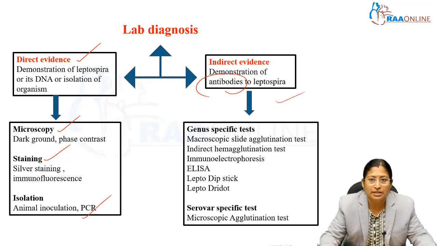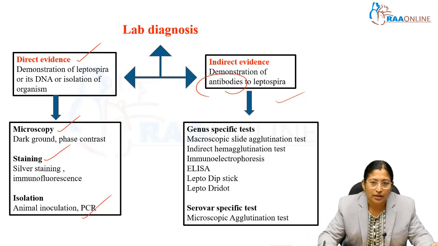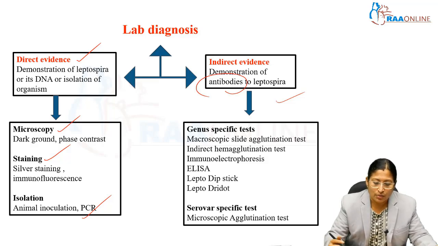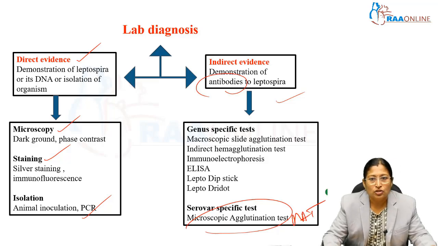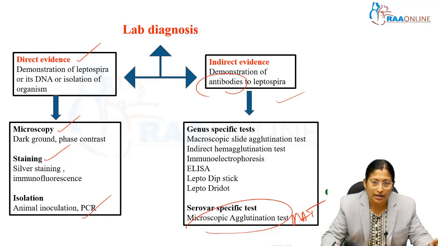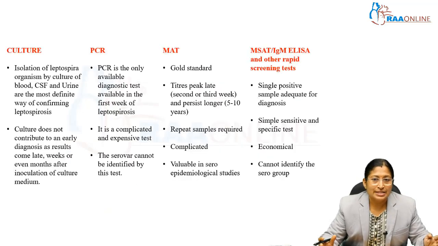The practically applicable tests include the indirect evidence tests, where we demonstrate the antibody to the leptospira. In this, again, you have genus-specific tests and serovar-specific tests. Serovar-specific tests include the MAT, microscopic agglutination test, and genus-specific tests include the MSAT, that is, macroscopic slide agglutination test, ELISA, dipstick, lepto dry dot, immunoelectrophoresis and indirect hemagglutination test. So these are the other serological tests that are available for diagnosis. Now this is the overall view of the various tests that we discussed.